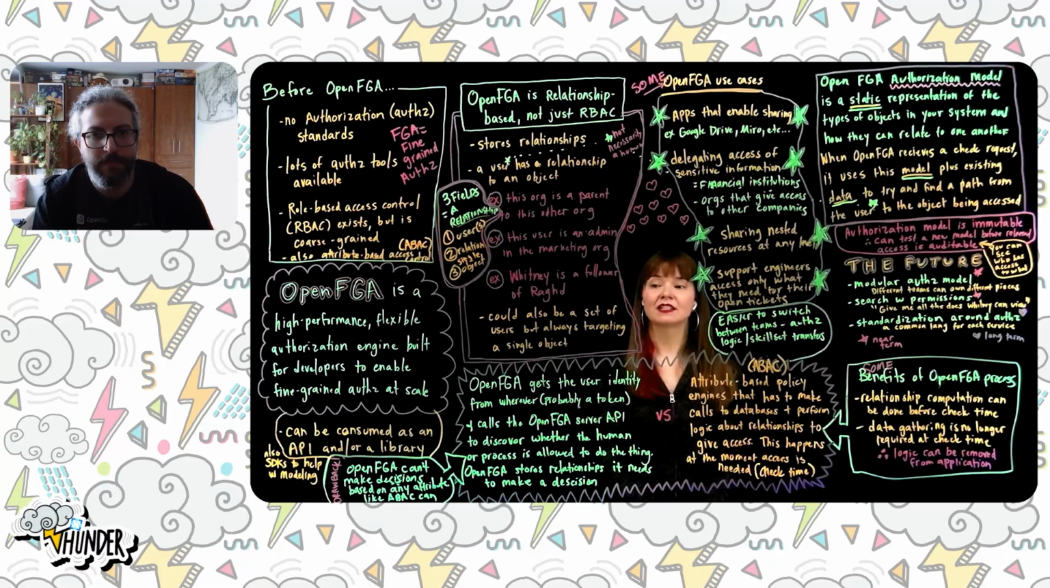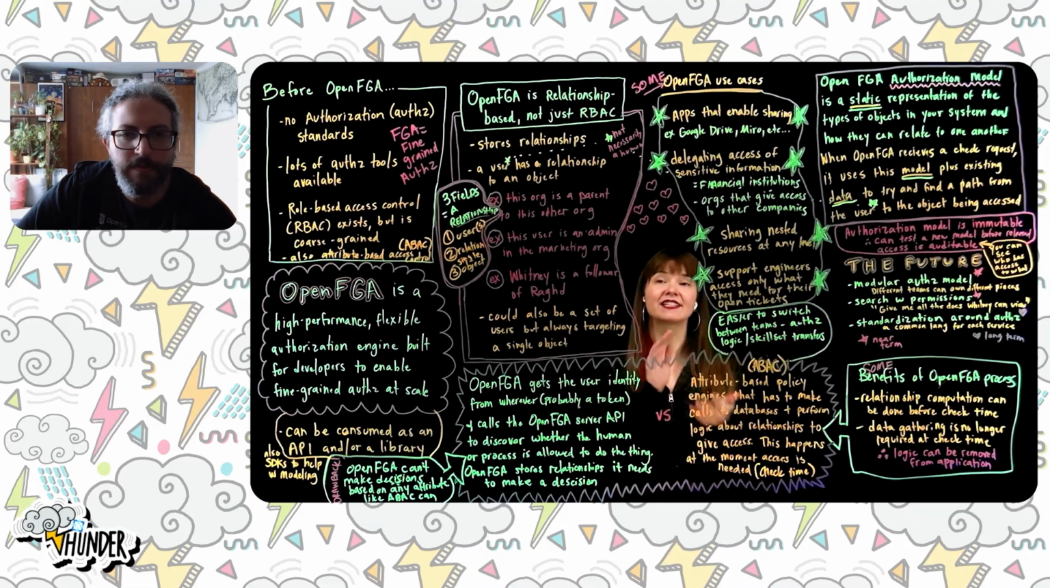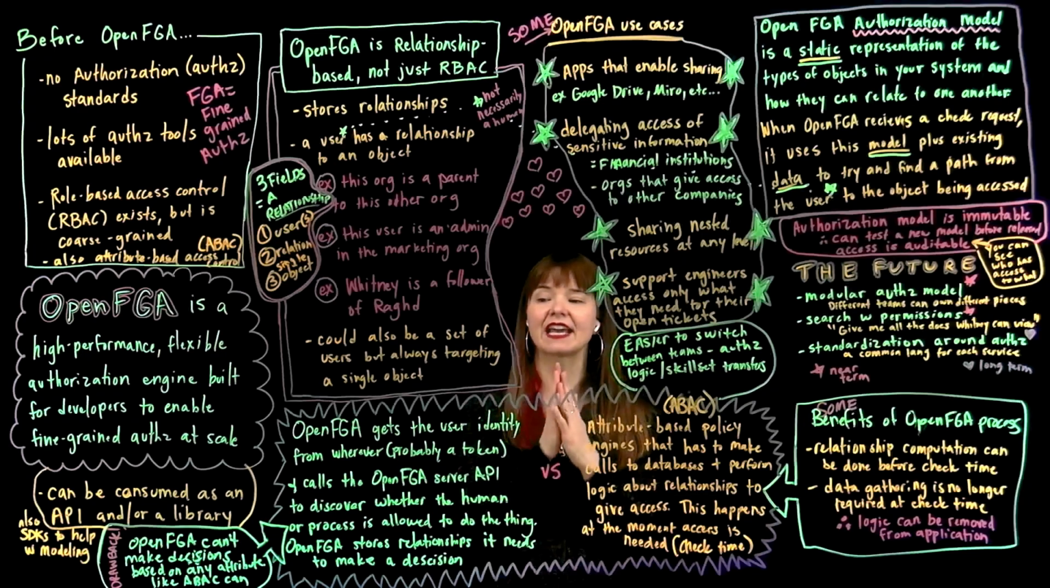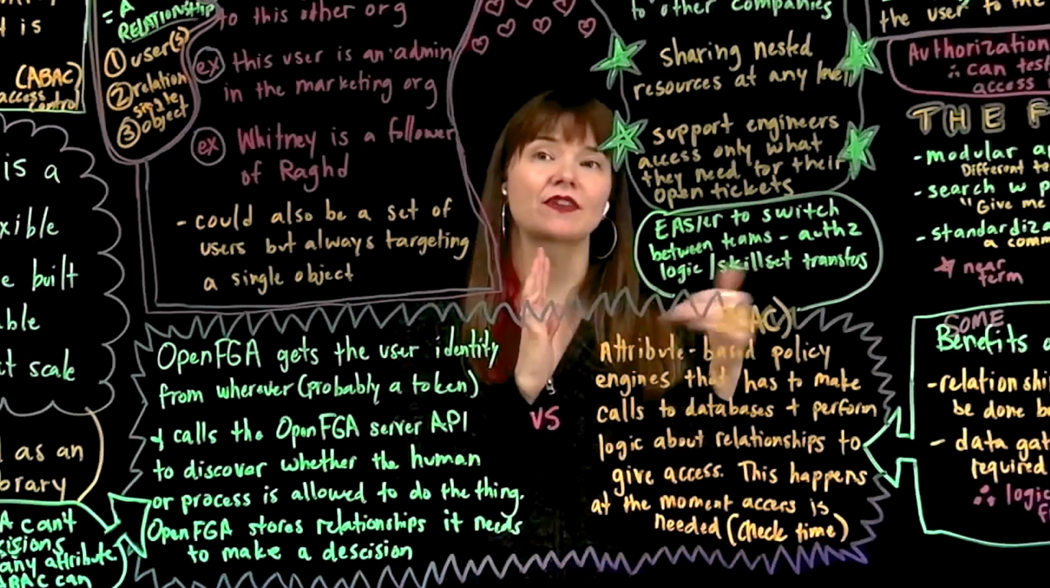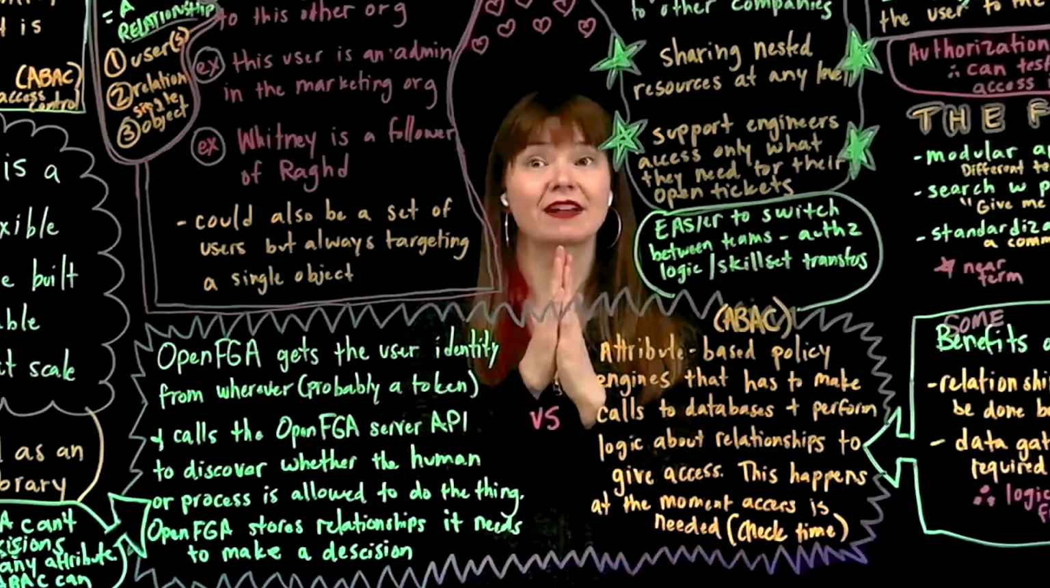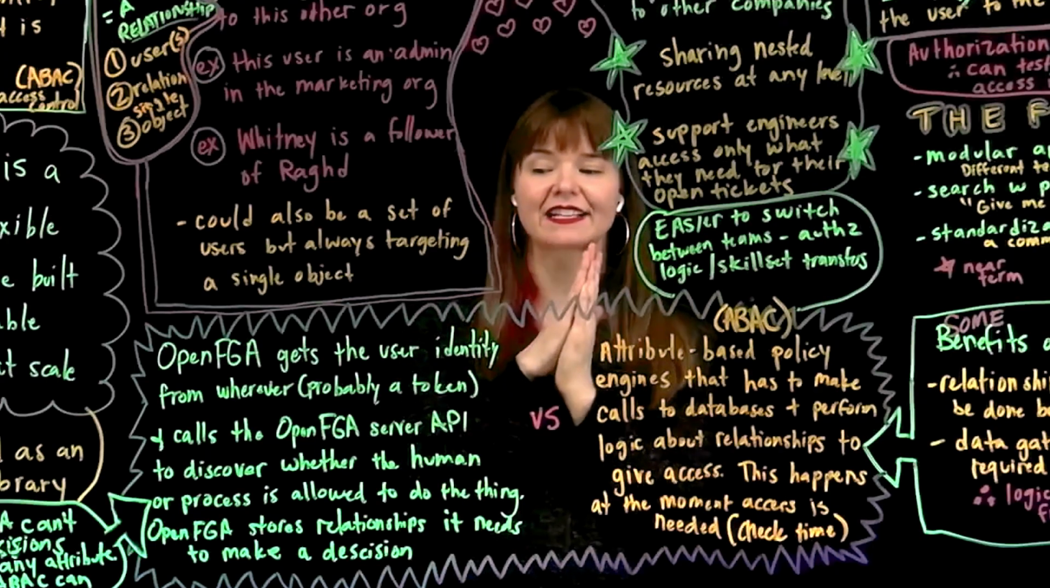We do not need to go and look in other databases and gather it. We would look in our database, which is usually co-located, again, to reduce latency, which is insanely important here. So OpenFGA gets the user identity from wherever, doesn't care where that comes from, and then it calls the OpenFGA server API. At that time, it discovers whether or not the human or process is allowed to do the thing that it's asking to do.